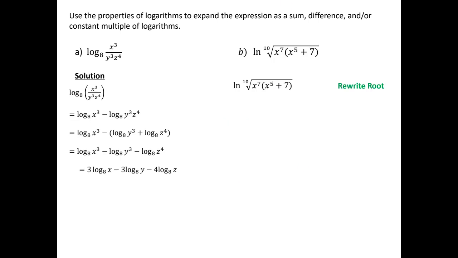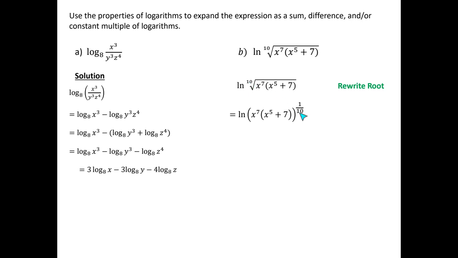So let's try this one. This one looks really crazy, right? But everything is under the 10th root. So what we want to do first is change that 10th root into an exponent. So my exponent is going to be 1/10. Okay, so remember your index here tells you what the denominator is.